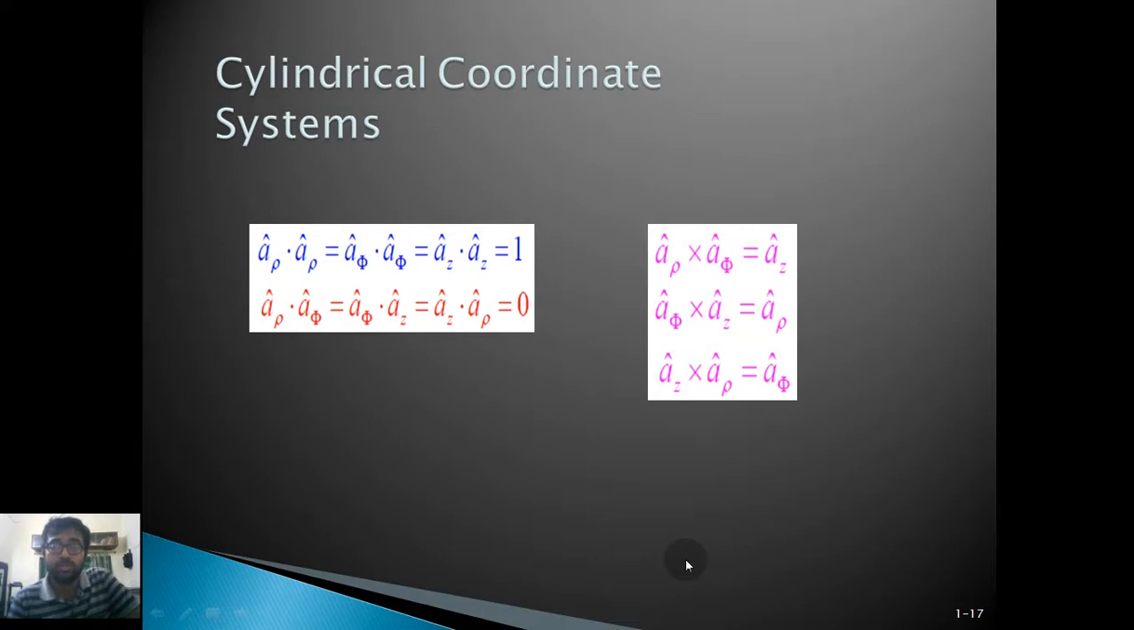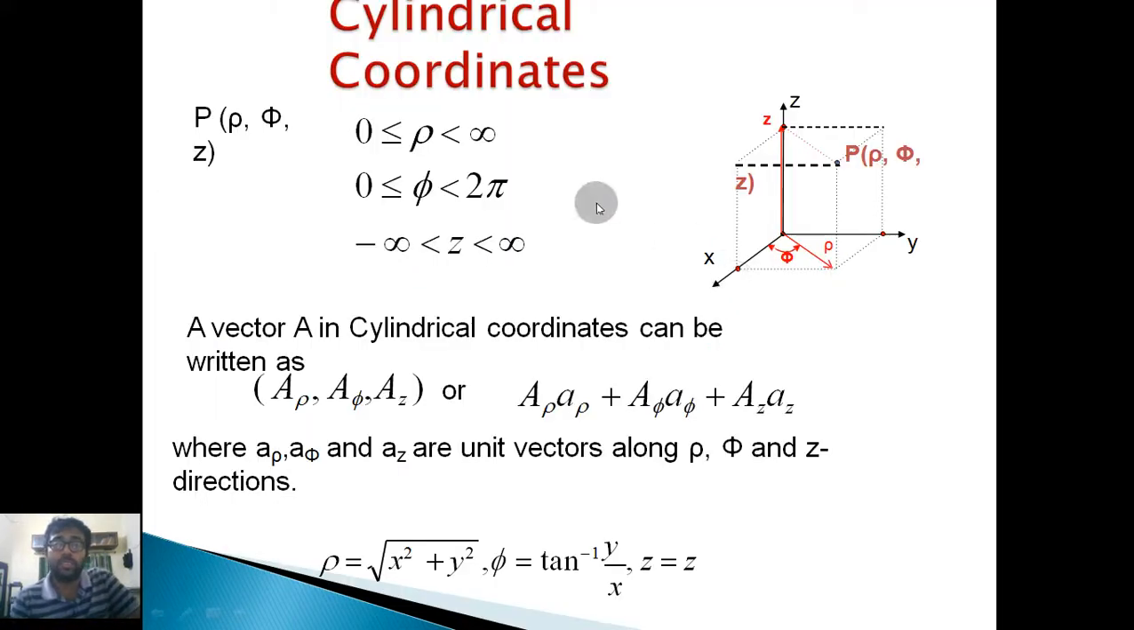So let's go to the next slide. This is the cylindrical coordinate system that we have already described. This is the range of rho from 0 to infinity, this is the value of phi from 0 to 2 pi, and this is the value of z from minus infinity to plus infinity, which we have already described.